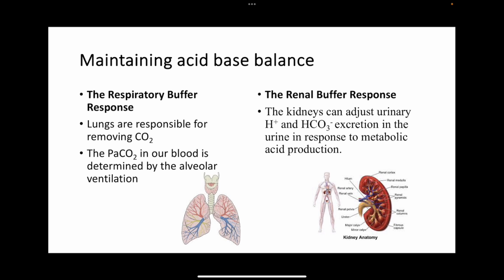The bulk of acid produced by our body is in the form of CO2, so it is our lungs that excrete the vast majority of the acid load. Activation of the lungs to compensate for an imbalance starts within 1 to 3 minutes.